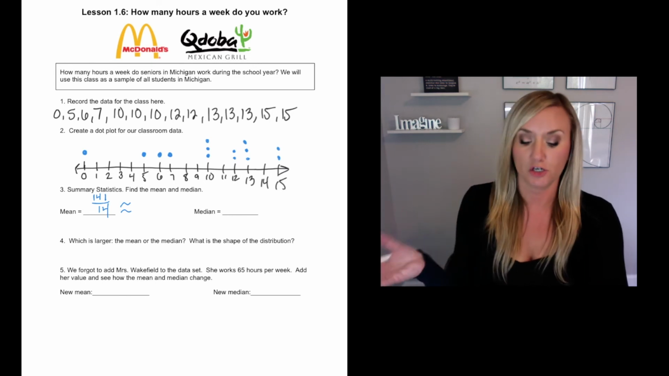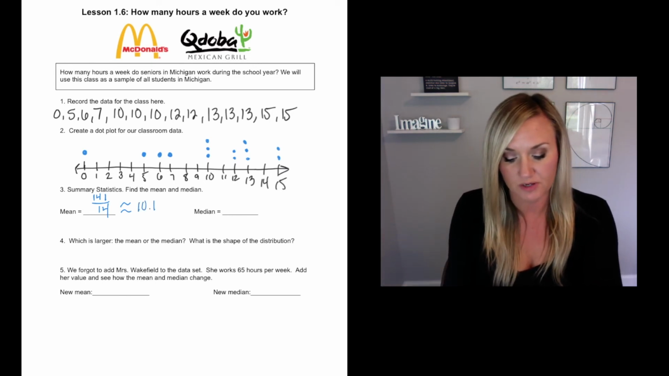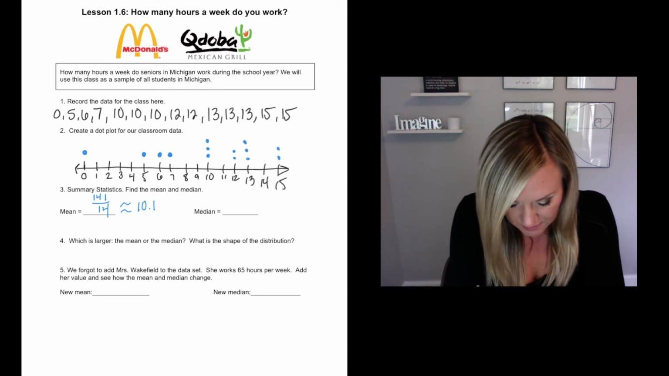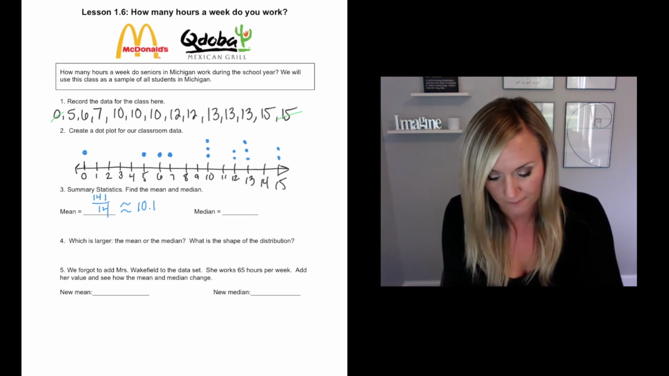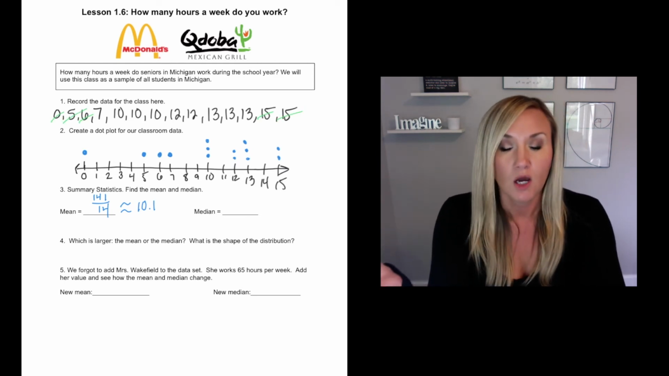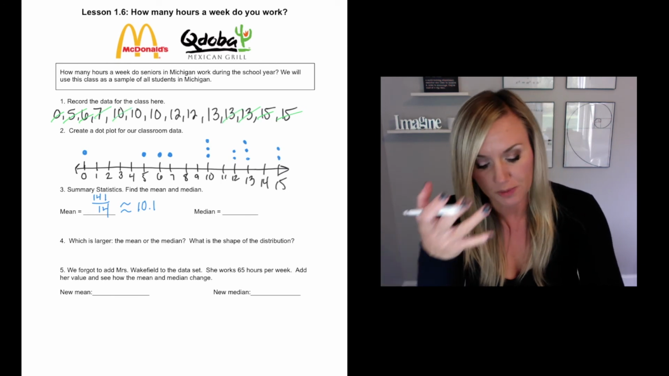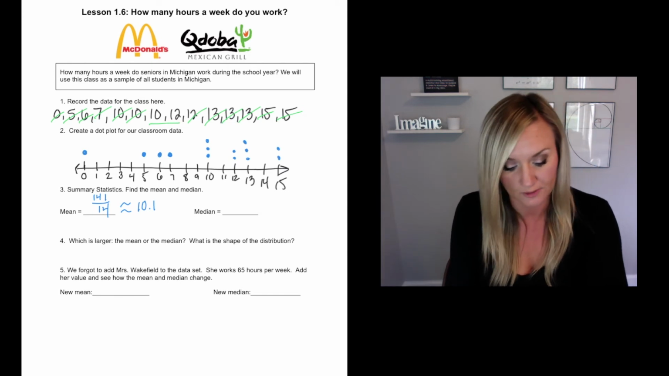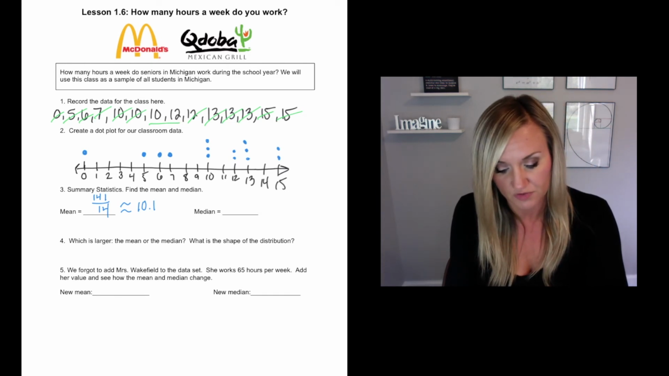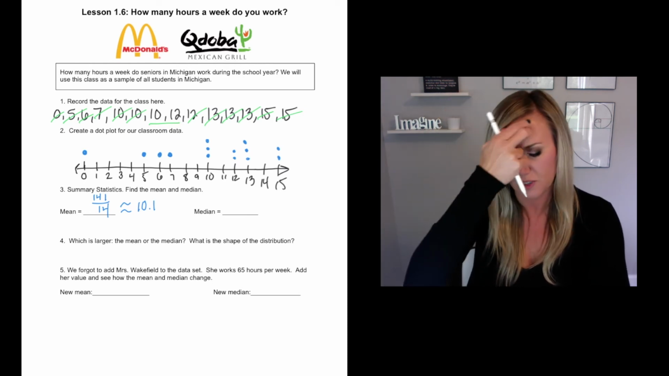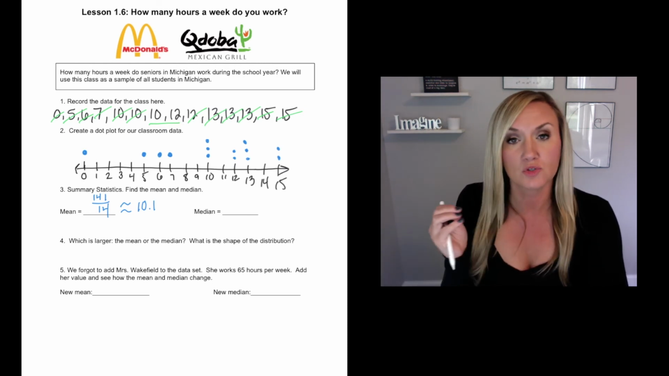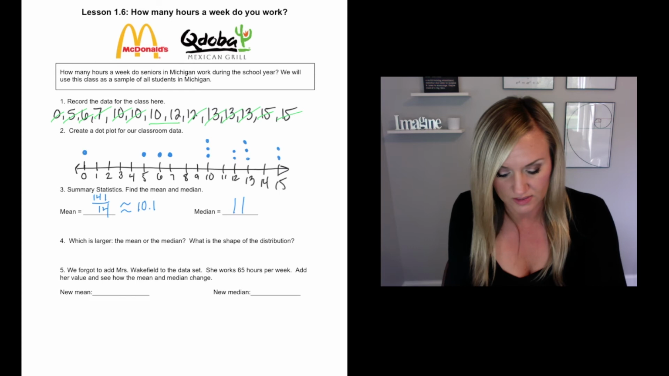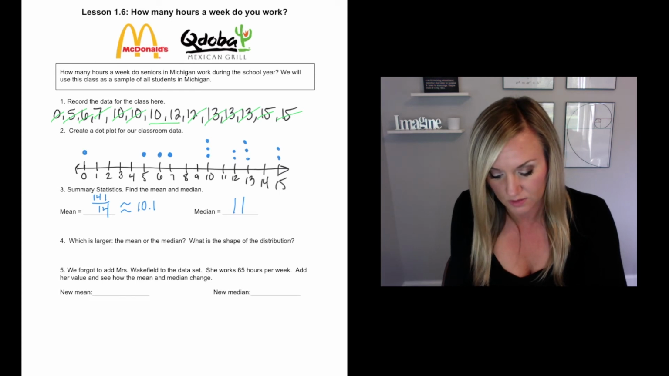All right. Which is larger, the mean or the median? In this particular situation, the median is larger, not by much, by 1, but it is larger. And what is the shape of our distribution? Well, we would argue that it appears to be skewed. This is just a couple, and then most of our data is right here, so it's roughly skewed. We would say that this is skewed to the left because that is where our tail is. I'll write that down here, skewed to the left.